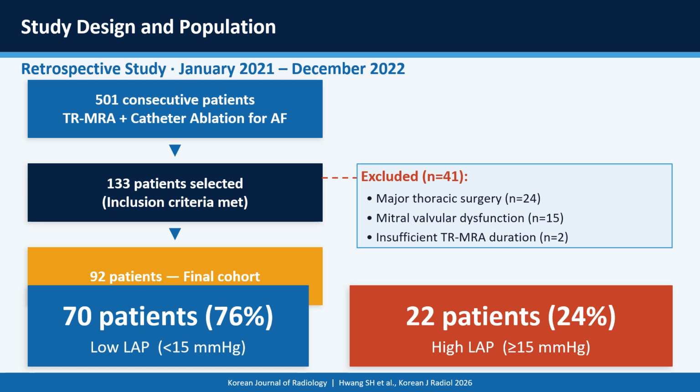To test our theory, we conducted a retrospective study of 501 consecutive patients who underwent both the MRA and the catheter-based LAP measurement. After applying our inclusion criteria, we selected the final cohort of 92 patients. Using a cutoff of LAP 15 mmHg, we divided the patients into two groups. Within this cohort, 24% had a high LAP, defined as 15 mmHg or higher.